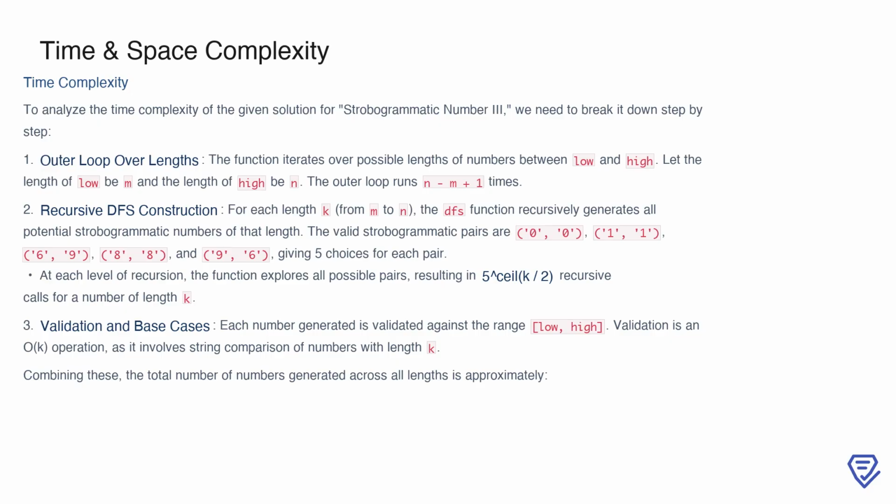At each level of the recursion, the algorithm explores valid strobogrammatic pairs such as 0, 0, 1, 1, 6, 9, 8, 8, and 9, 6, which means there are 5 possible choices for each pair. This results in an exponential number of recursive calls, approximately 5^(k/2) for numbers of length k. Finally, each generated number is validated to ensure it falls within the range [low, high]. This validation step involves comparing strings of length k, making it an O(k) operation. Together, these steps determine how the total number of numbers generated grows as the lengths increase.